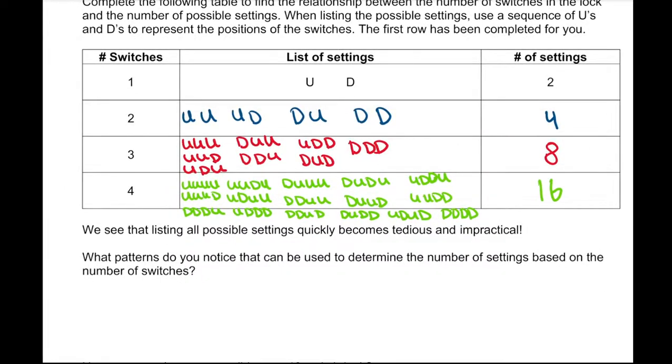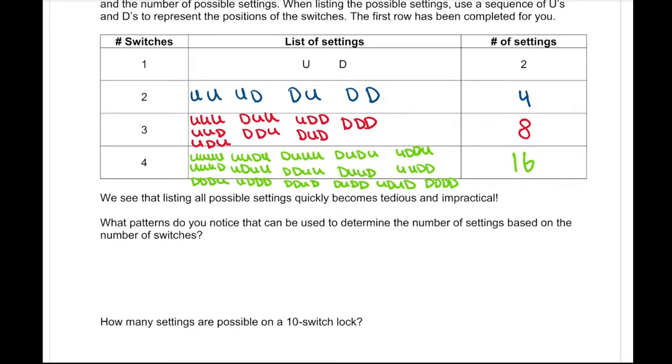Now, if we added a 5th switch, or a 6th, 7th, 8th, even, as our question suggested, a 10th switch, how many settings would there be? By going through just 2, 3, and 4, we can see it gets very tedious and impractical. So is there a pattern that makes it easy to determine the number of settings based on the number of switches? Think about how you can quickly calculate that. That's going to be the topic of our lesson today.